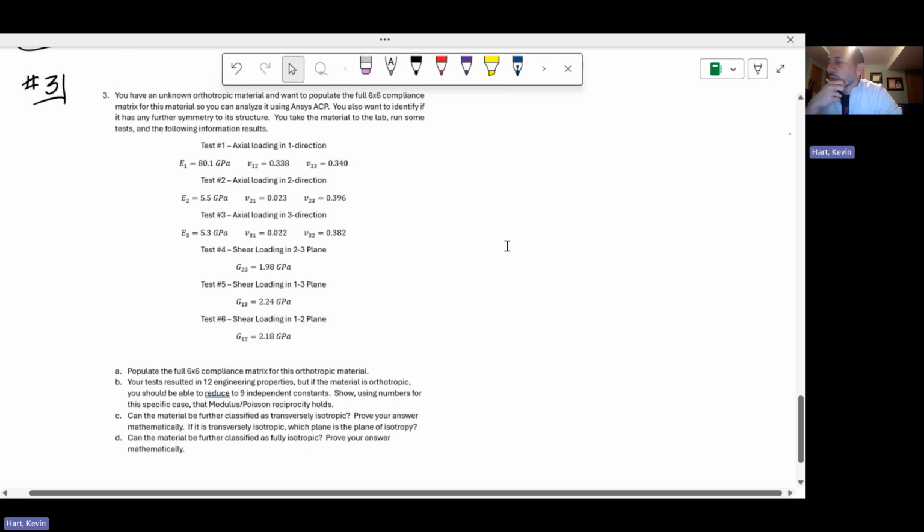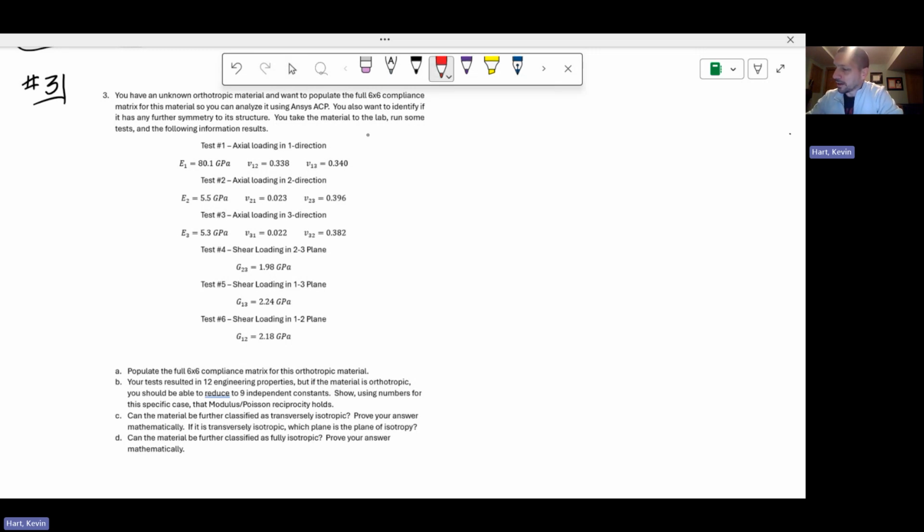Okay, you have an unknown orthotropic material and want to populate the 6x6 compliance matrix. So this is about you have something sitting on your desk, you want to go to the lab, you want to analyze it and understand its response. All right. You also want to identify it has some symmetry. Okay, fine. So the point is you ran all these tests in the lab.